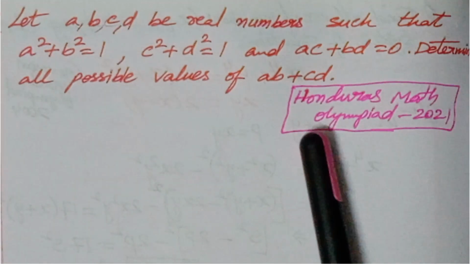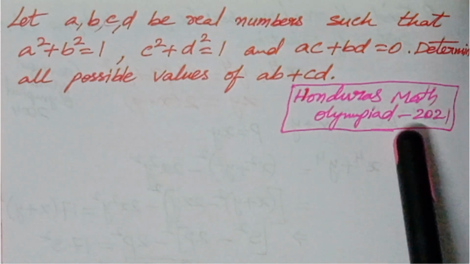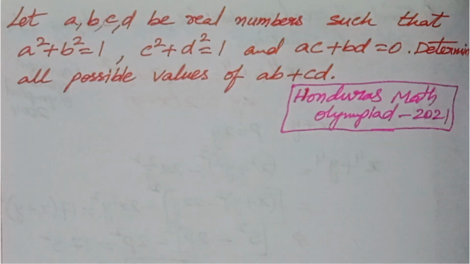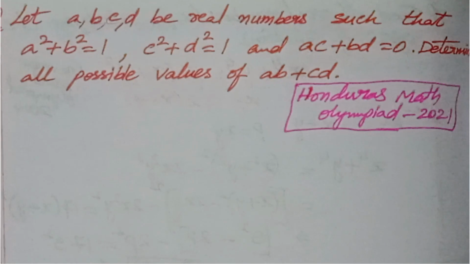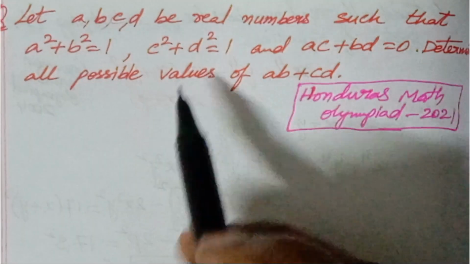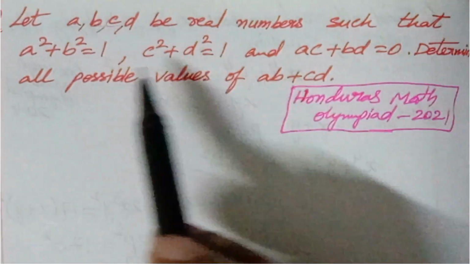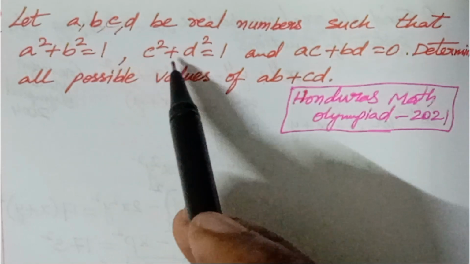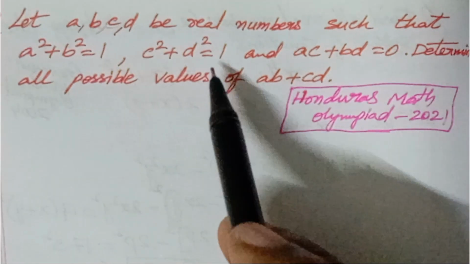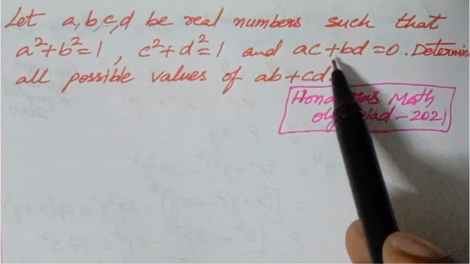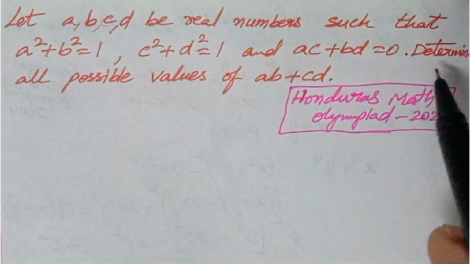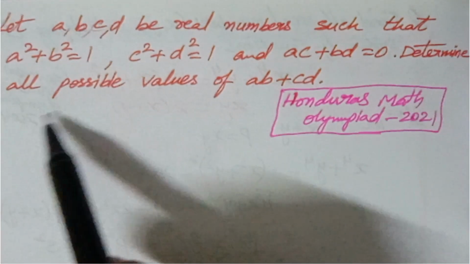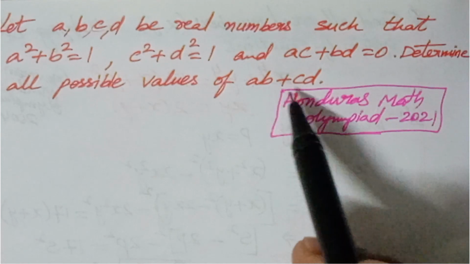Today we are going to see Honduras Math Olympiad 2021. So the question is: let A, B, C, D be real numbers such that A square plus B square equal to 1, C square plus D square equal to 1 and AC plus BD equal to 0. Determine all possible values of AB plus CD.